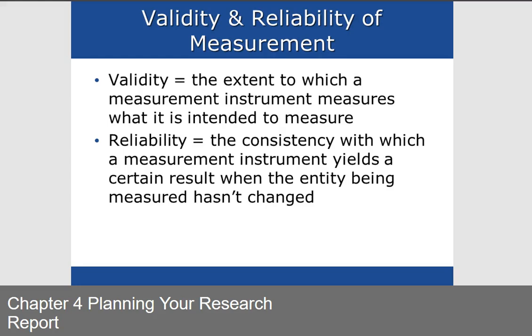So we start talking about validity. Validity is the extent to which a measurement instrument measures what it's intended to measure, the accuracy. Reliability, on the other hand, is the consistency. So the consistency with which a measurement yields a certain result.